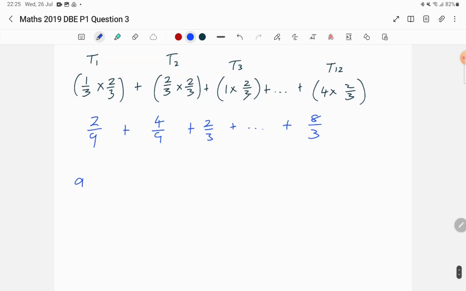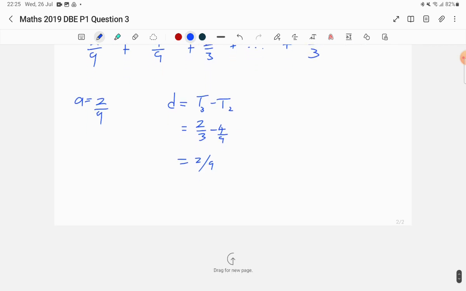Firstly, a is equal to 2 over 9. If we were unsure, we can start off asking: is it an arithmetic series? We can try T2 minus T1, but it's quite evident here. We can try with others if we're unsure. Let's just try with T3 minus T2. That is 2 over 3 minus 4 over 9, which gives us 2 over 9. That confirms the fact that it is in fact an arithmetic series.